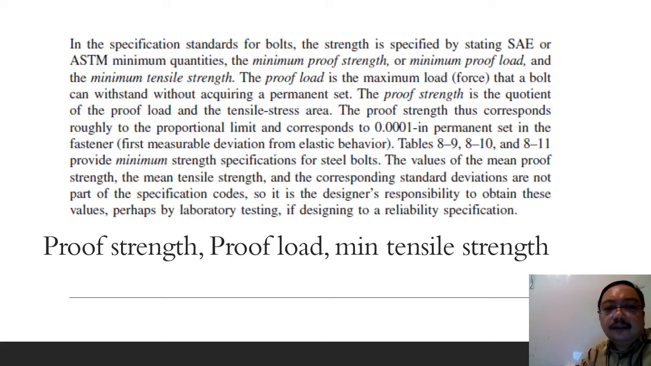For specification of standards for bolts, the strength is specified by stating SAE or ASTM minimum quantities: the minimum proof strength, the minimum proof load, and the minimum tensile strength. Okay, the proof load is the maximum load that the bolt can withstand without requiring a permanent set. Okay, what does it mean?